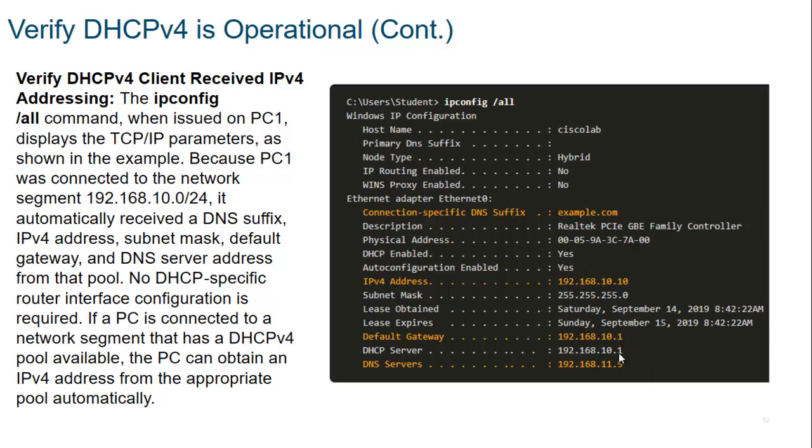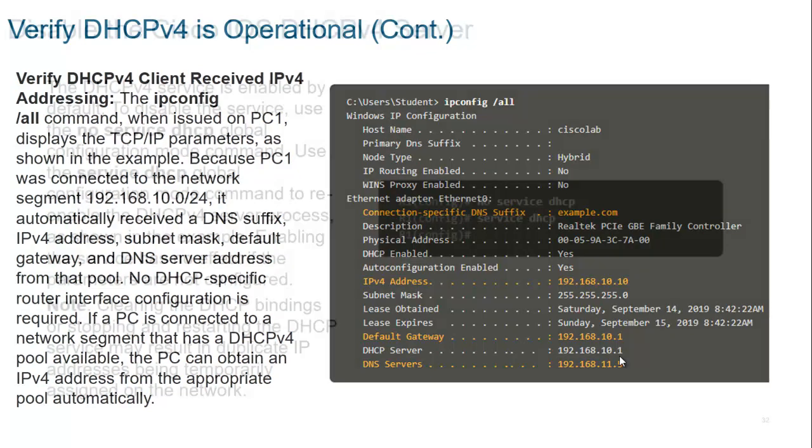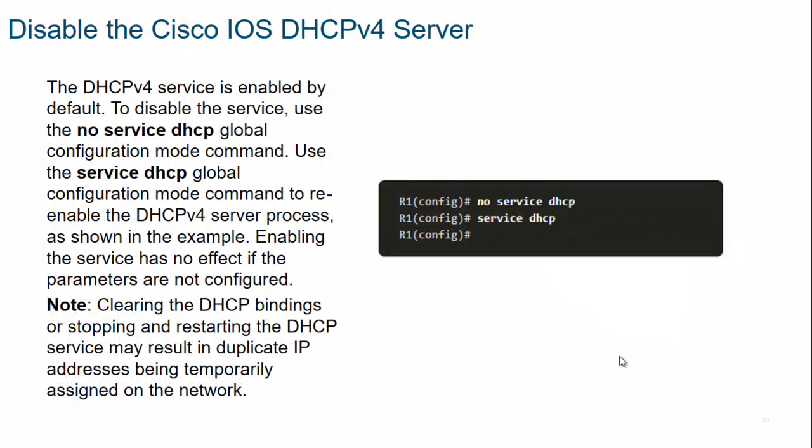No DHCP specific router interface configuration is required. If a PC is connected to a network segment that has a DHCPv4 pool available, the PC can obtain an IPv4 address from the appropriate pool automatically. This makes the life of an administrator very easy. The DHCPv4 service is enabled by default. To disable the service, use the no service dhcp command. To reinstate the service, use the service dhcp command. So this is an example to shut it down and to put it back up.